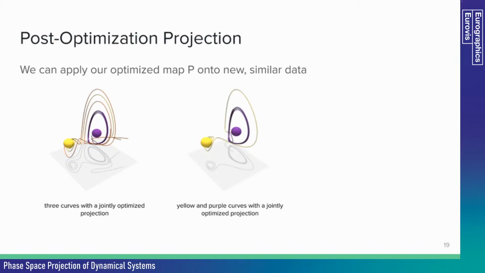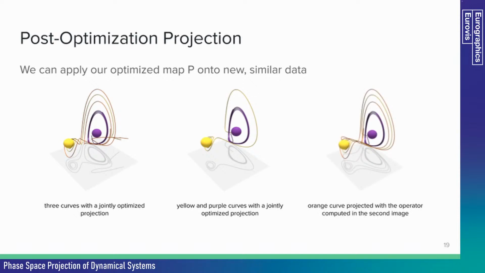Next, we repeat the optimization process, but include only the yellow and purple trajectories. Finally, by just using the projection map from the middle illustration, we explicitly project the orange trajectory without optimization. As a result, the orange projection appears in a similar way as if it was jointly optimized with the other trajectories. This is possible due to the smooth and continuous definition of the projection map.